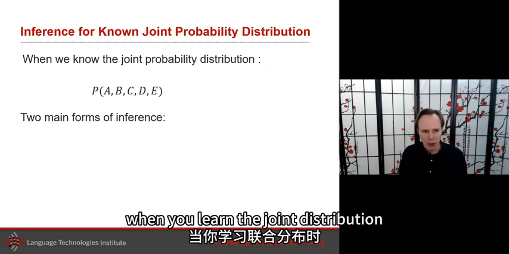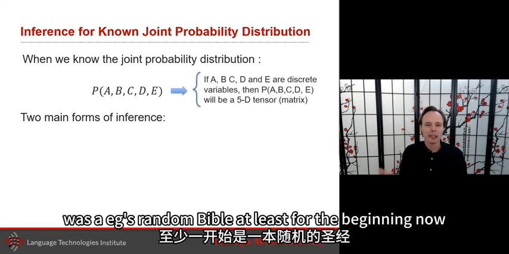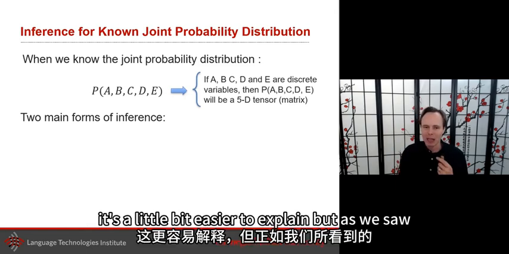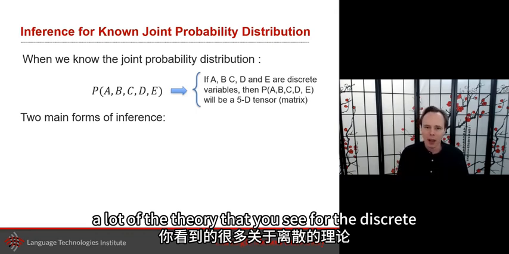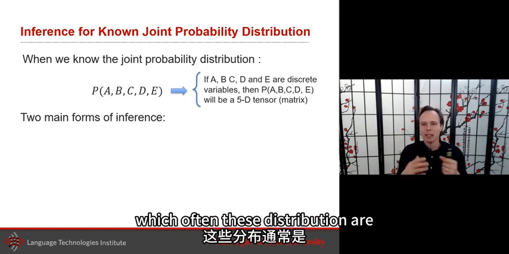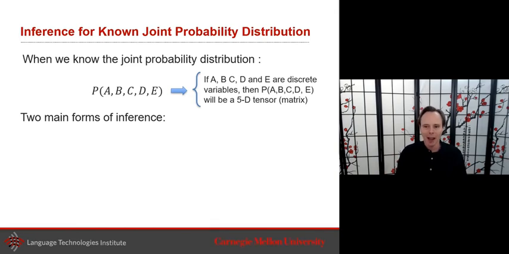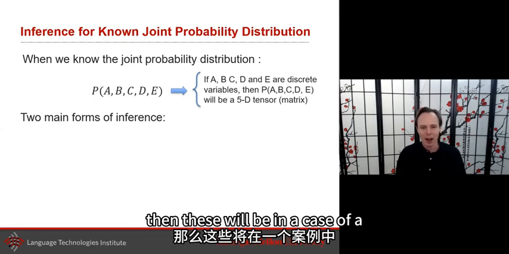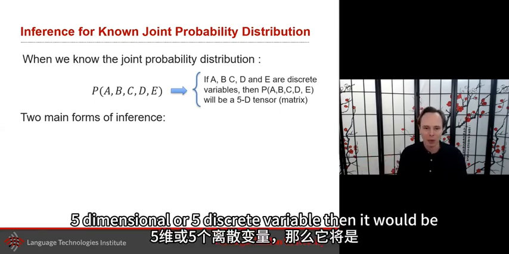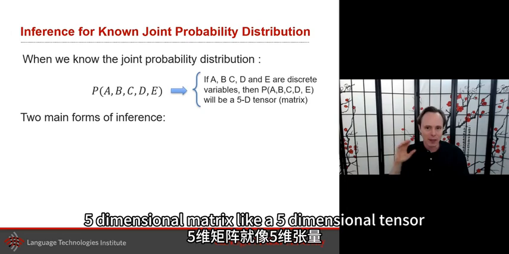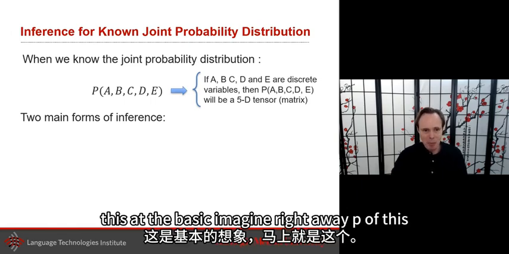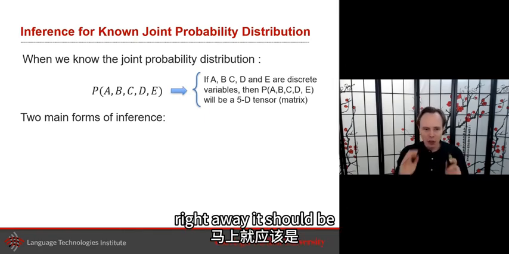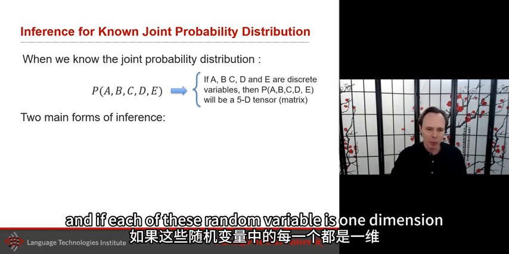When you learn the joint distribution, and if A, B, C, D, E were each a random variable, at least for the beginning now, I will look at them as discrete random variables. It's a little bit easier to explain, but as we saw 3 lectures ago, a lot of the theory that you see for the discrete, which often these distributions will be represented maybe as a matrix, then in the case of a 5-dimensional or 5 discrete variables, it would be a 5-dimensional matrix, like a 5-dimensional tensor. So when you see a joint distribution like this, P of this, right away, if each of these random variables is one dimension by itself, you should think 5D tensor.